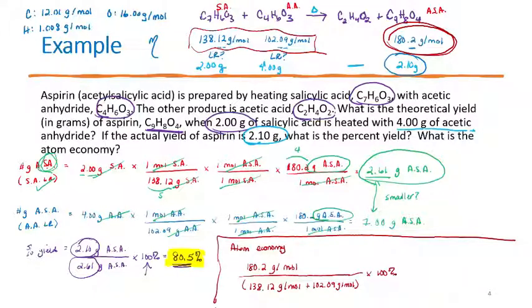180.2 divided by the sum of 138.12 plus 102.09 times 100%. My final answer here, 75.02%.